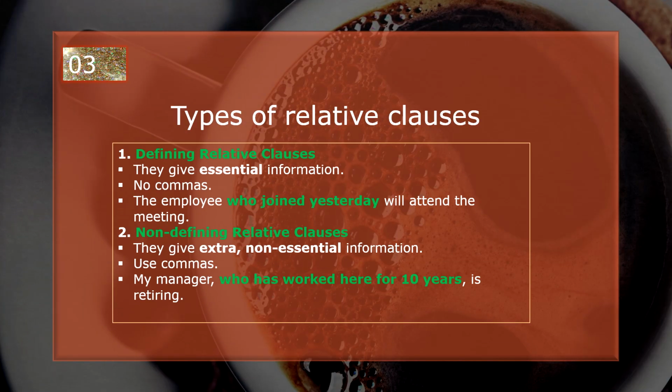It's time for types of relative clauses. We have defining relative clauses and non-defining relative clauses. Defining relative clauses give essential information, and we use no commas. The employee who joined yesterday will attend the meeting. And non-defining relative clauses give extra non-essential information, and here we use commas. Example: my manager, who has worked here for 10 years, is retiring.